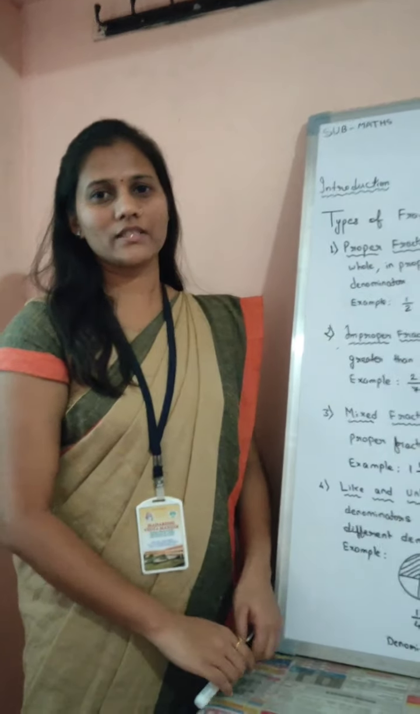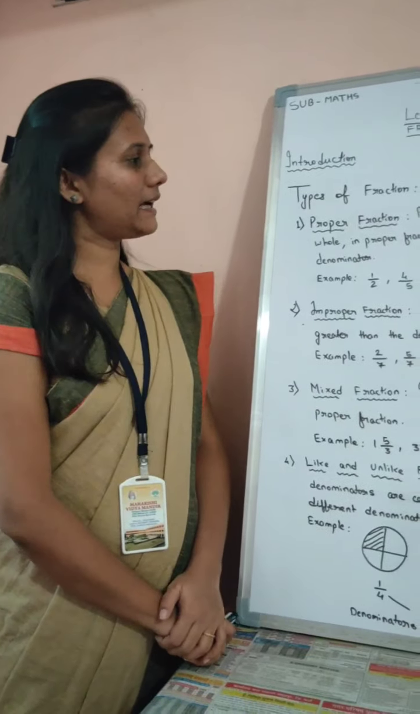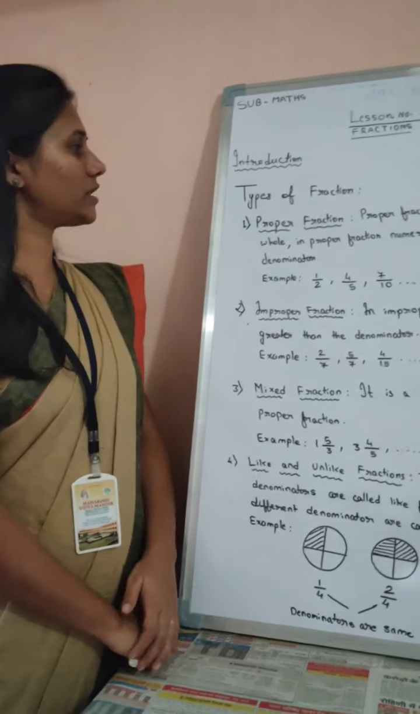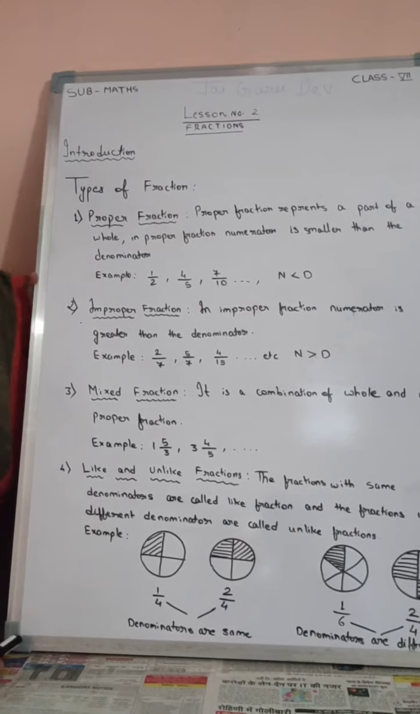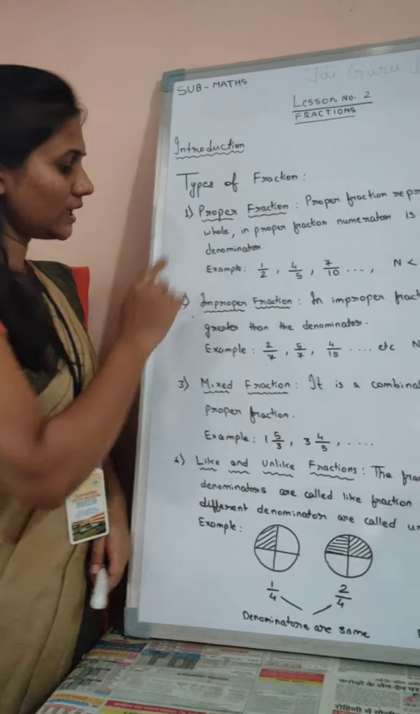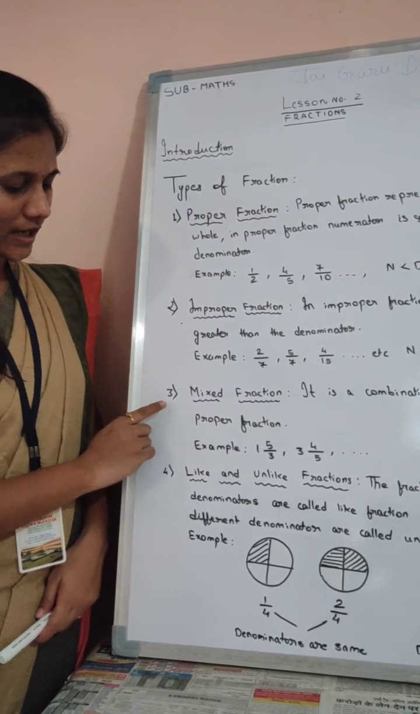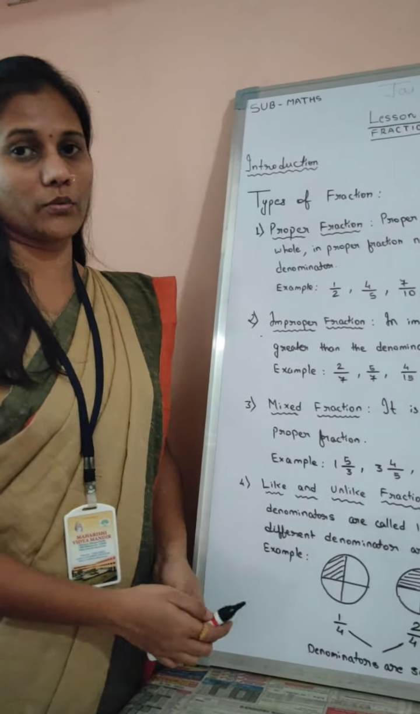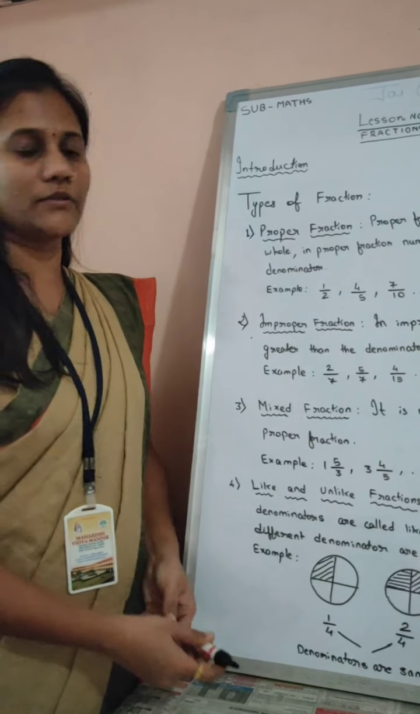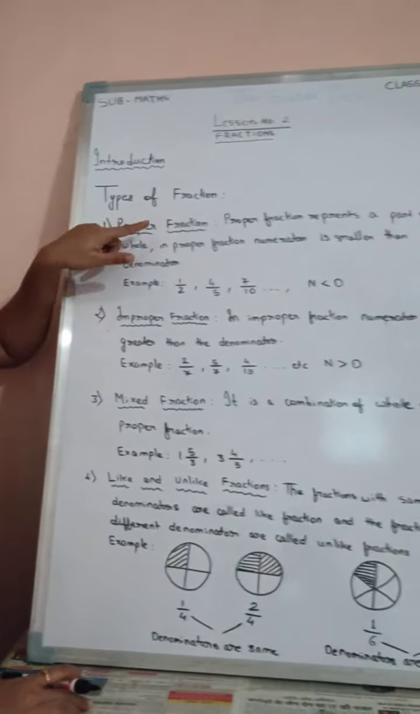So first we have seen what a fraction is, and then how to write a fraction. Now we will see the types of fraction. There are 5 types of fraction: proper fraction, improper fraction, mixed fraction, like and unlike fraction, and one more, the equivalent fraction. So first we will see what the proper fraction is.